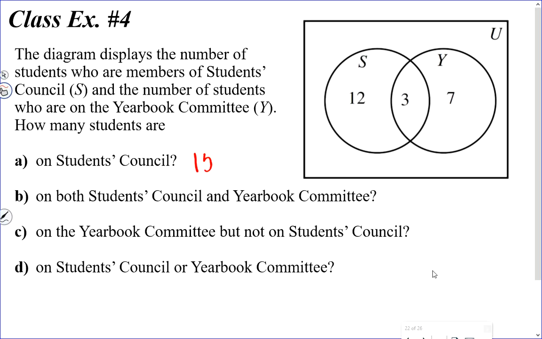15. Because these guys are on the student council and these guys are on the student council. There's 15 in total. How many are on both yearbook and student council? Well, that's 3. How many are on the yearbook committee but not on the school council? That's only 7. These guys are on the yearbook committee, but they're also on student council. We're asked how many are on yearbook but not student council. So that's 7.